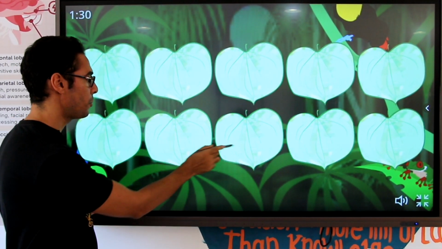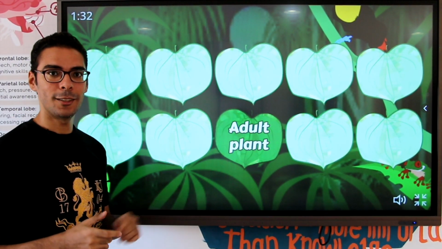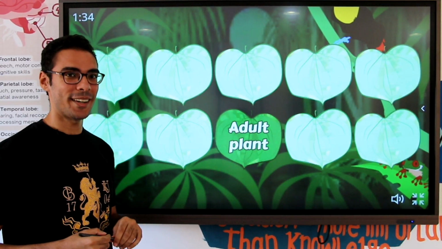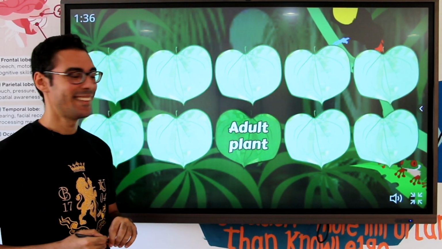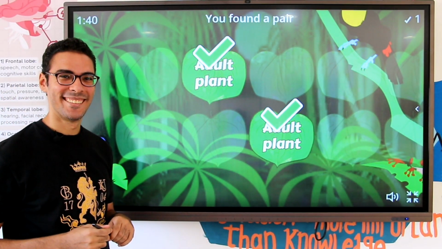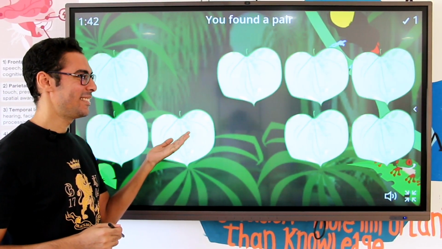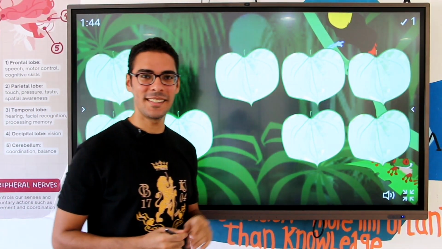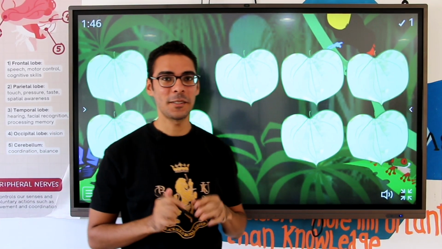For example, this is the adult plant. Do you remember where is the previous one? If it was here, amazing, you take a point. Then you have to finish all these leaves by getting all of the pairs together.